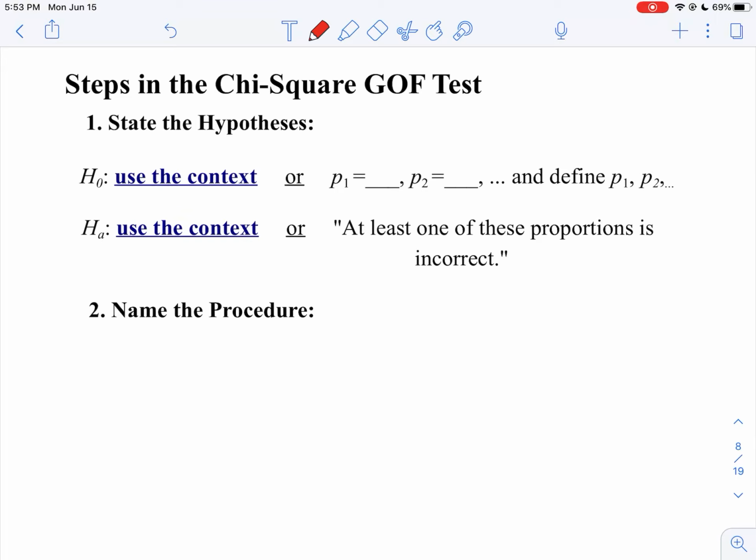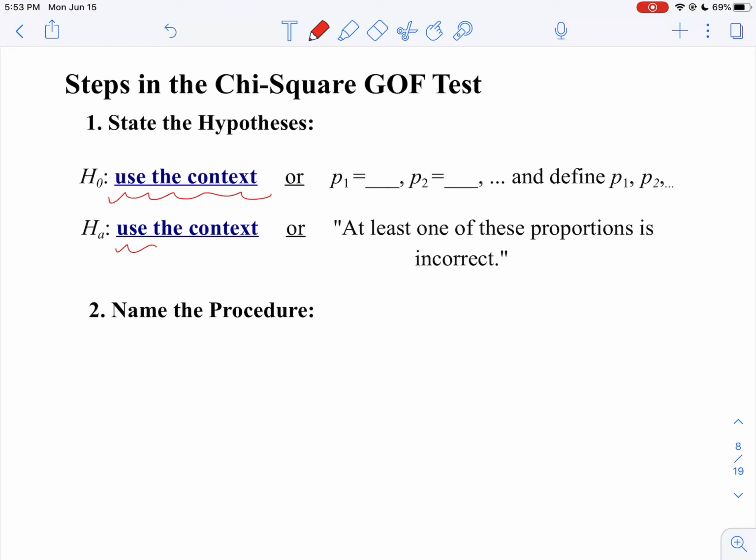The other option is to list P1 equals whatever. So say P1 is the red percentage, so P1 equals 0.25. P2 for orange would be 0.15 or whatever. I forgot what the percentages were. But then you'd also have to define P1 as the proportion of all M&Ms that are red, and P2 is the proportion of all M&Ms that are orange, and so on. So that takes a while. I would highly recommend you just use the context in the problem.